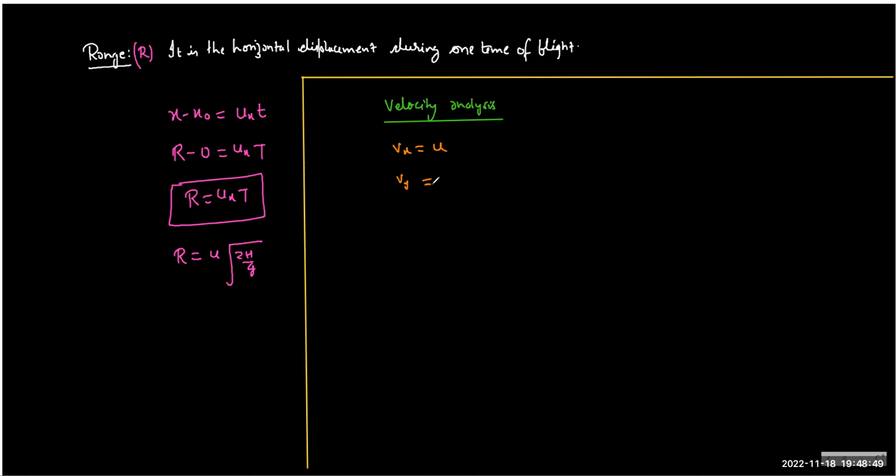What about Vy? Tell me, guys, what is Vy? Minus gt. Very good. Because there is no uy, and ay is minus g, you have to just substitute in the formula. Are you guys getting the answer? Yes or no? Everyone is able to get these two answers? Yes or no? Tell me.